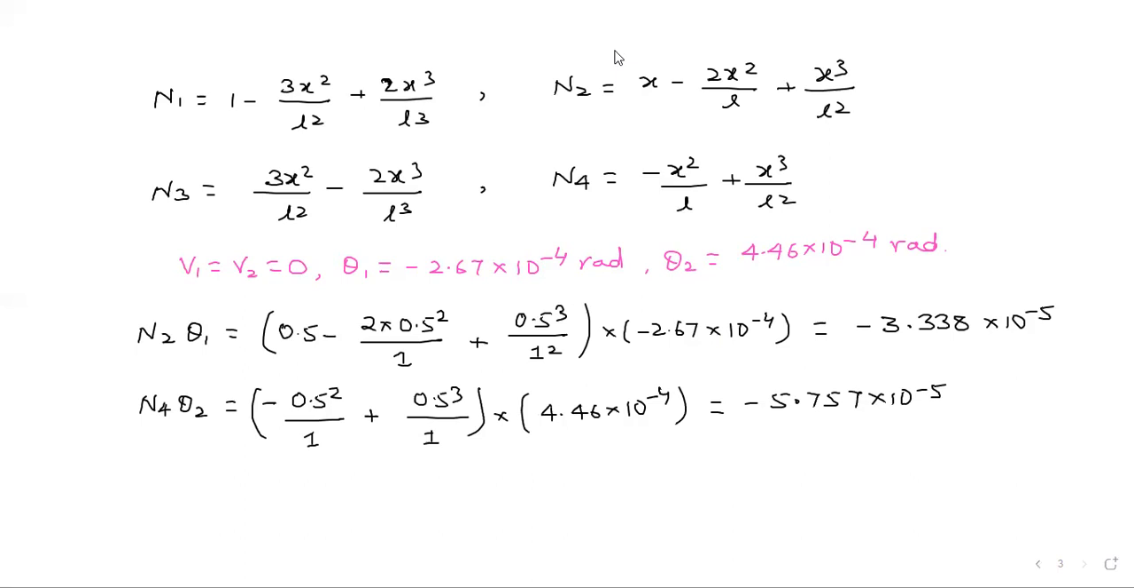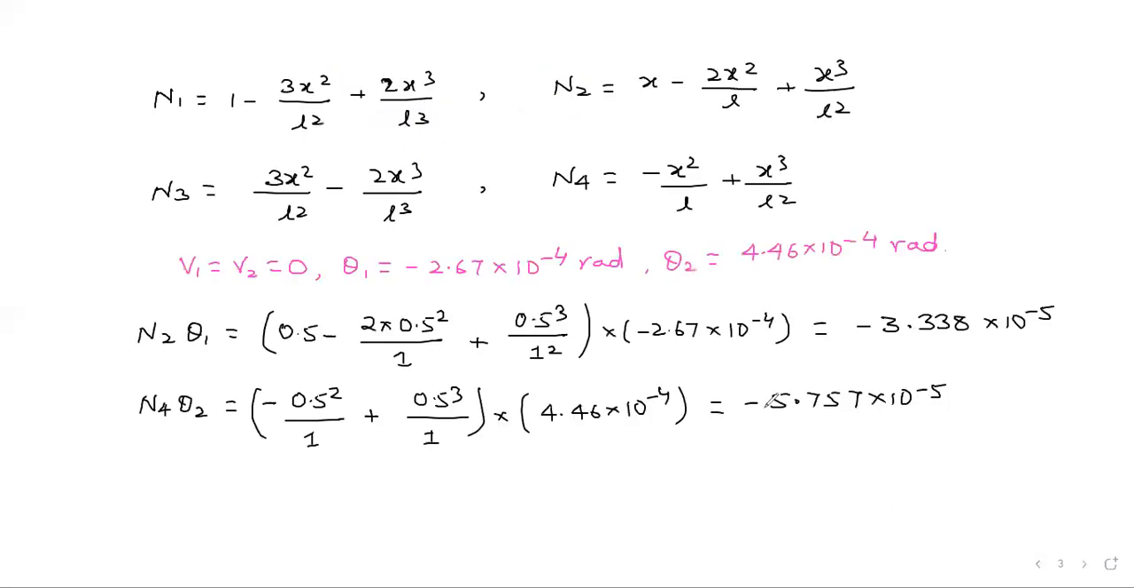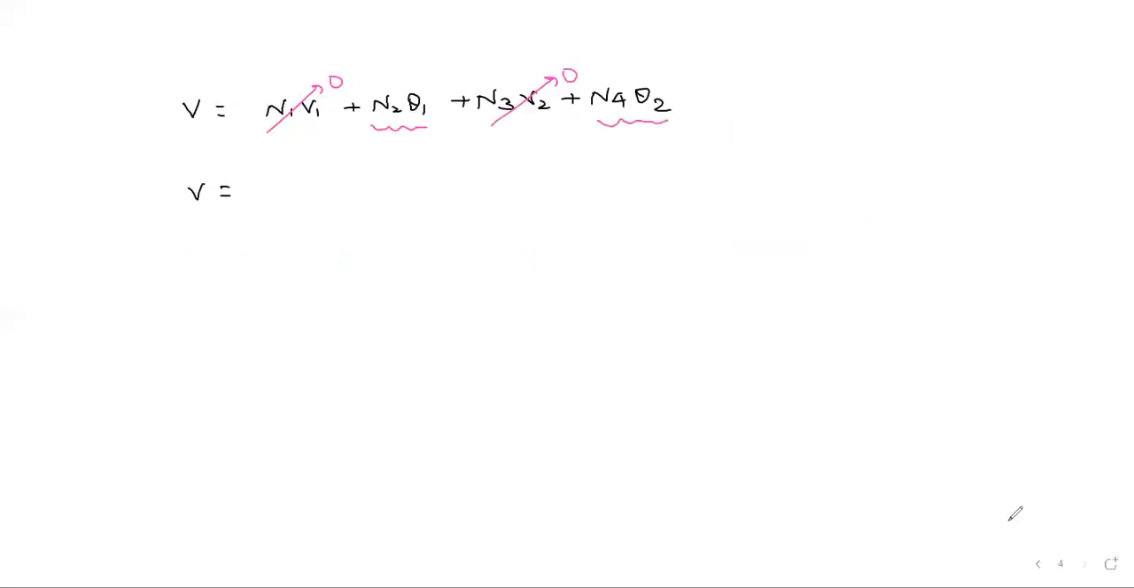So directly we can write now. Let me take one more slide. V is equal to N1 v1 plus N2 theta 1 plus N3 v2 plus N4 theta 2. This term is 0, this term is 0. We have calculated N2 theta 1 and N4 theta 2. So V is equal to minus 3.338 into 10 to the power minus 5 plus minus 5.757 into 10 to the power minus 5. So we end up with the value of V as minus 0.08913 mm. This is the vertical deflection at mid span of the distributed load.